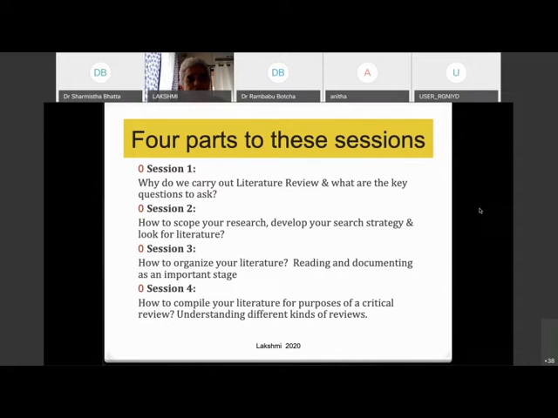Then we'll be looking at how to organize the literature that you actually search and download. And how do you do the reading and documenting, which is also a very important stage. And then how to compile your literature for the purpose of a critical review and understanding different kinds of reviews. So this is basically a full day where we're looking at the significance of literature review within research, and the significance of doing a review of literature for writing research papers also.